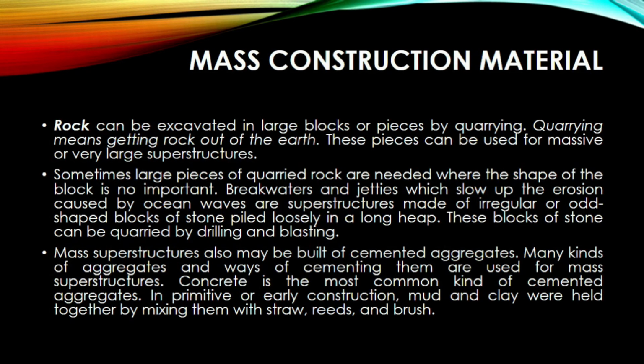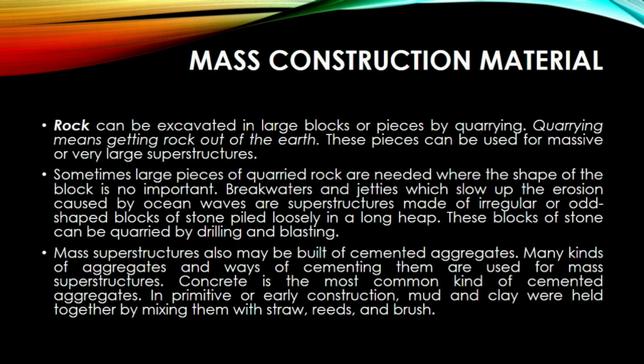The next mass construction material is rock. Rock can be excavated in large blocks or pieces by quarrying. Quarrying means getting rock out of the earth. These pieces can be used for massive or very large superstructures. Sometimes, large pieces of quarried rock are needed where the shape of the block is not important. Breakwaters and jetties, which slow down the erosion caused by ocean waves, are superstructures made of irregular or odd-shaped blocks of stone piled loosely in a long heap. These blocks of stone can be quarried by drilling and blasting.